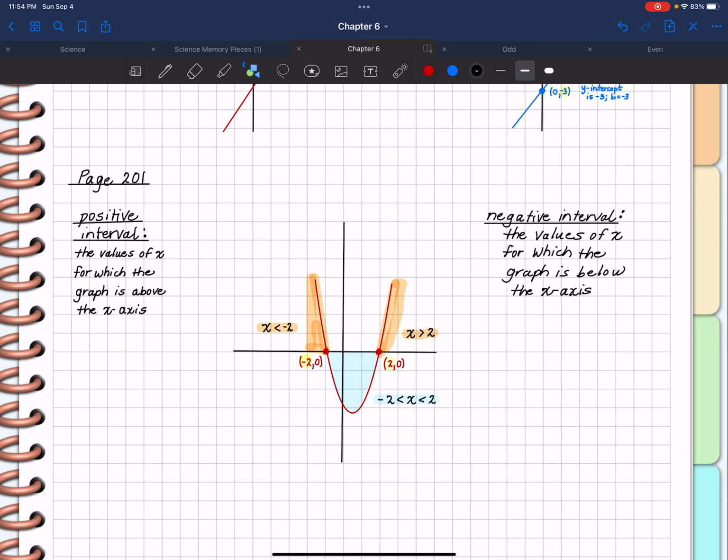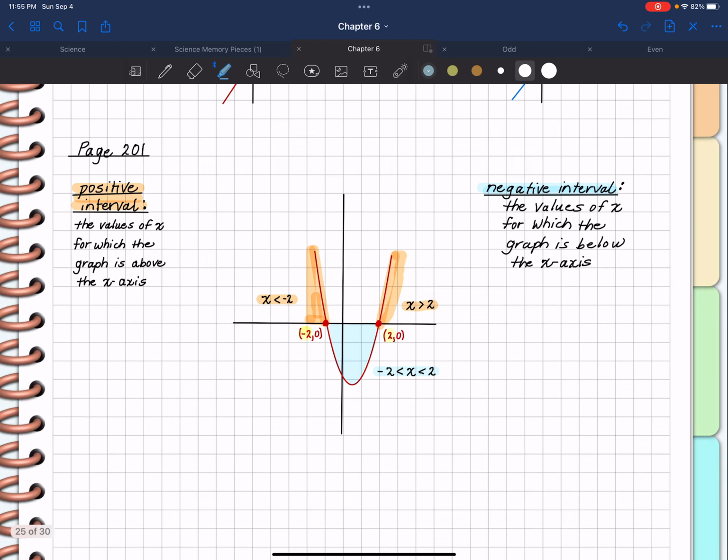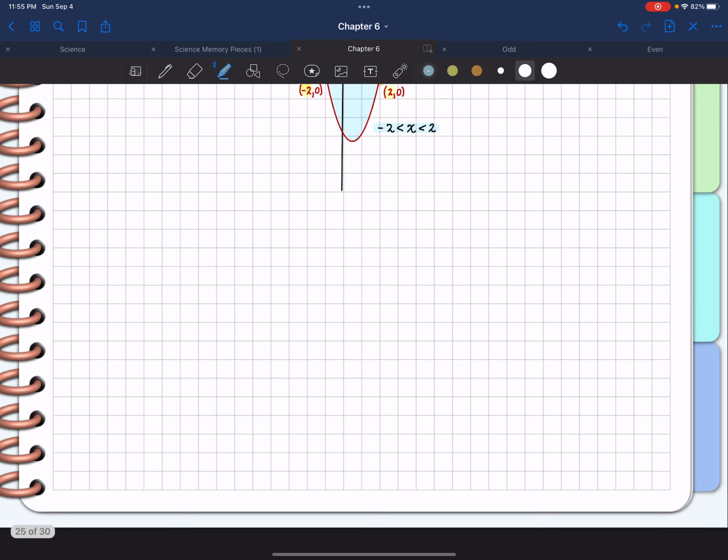Those are your positive and negative intervals. Those are based on the x-axis. So the positive interval in my graph is this orange area. The negative interval in my graph is the blue area. Okay, let's go ahead. We're still on intervals.